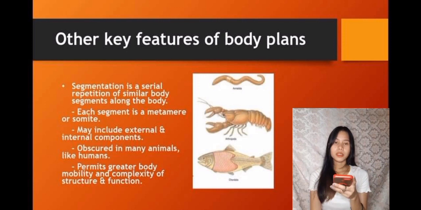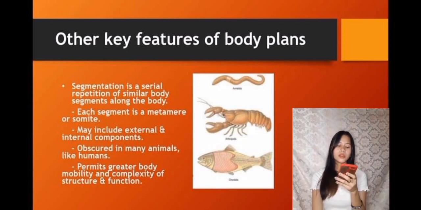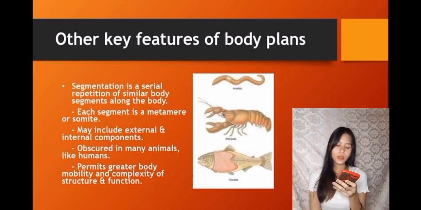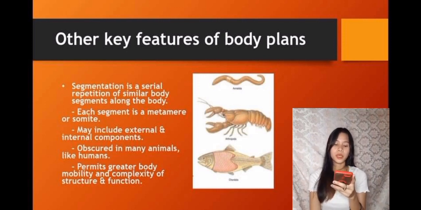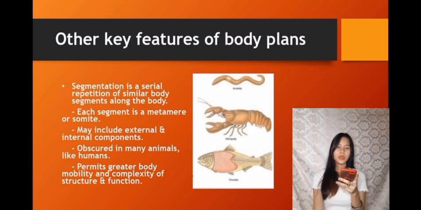Segmentation, obscured in many animals like humans, permits greater body mobility and complexity of structure and function. The perfect examples for this are the Annelida, Arthropoda, and Chordata. When we say segmentation or metamerism, it is a serial repetition of similar body segments along the longitudinal axis of the body. Each segment is a metamere, as I said earlier, and it has greater mobility and complexity of structure and function. That's all.